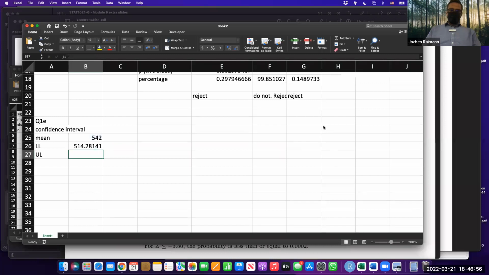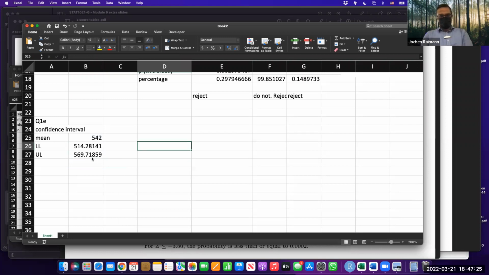Okay. And now when we want the upper limit, we're basically doing 542 plus 1.96 multiplied by B7, which is the standard error of the mean, gives us 569.7. Same thing. We're adding now 1.96 multiplied by the standard error of the mean.